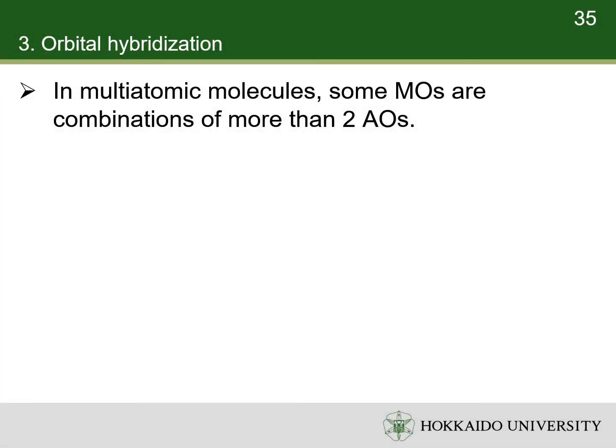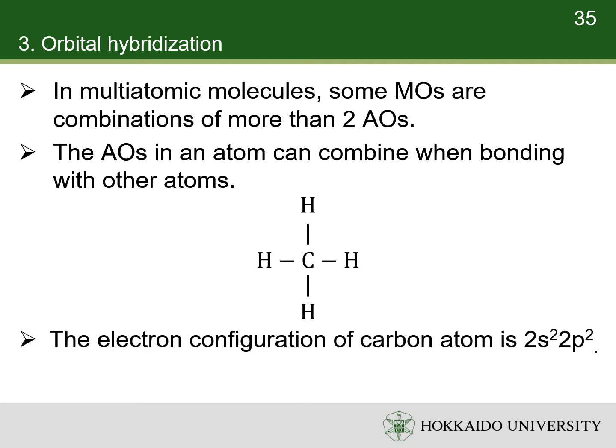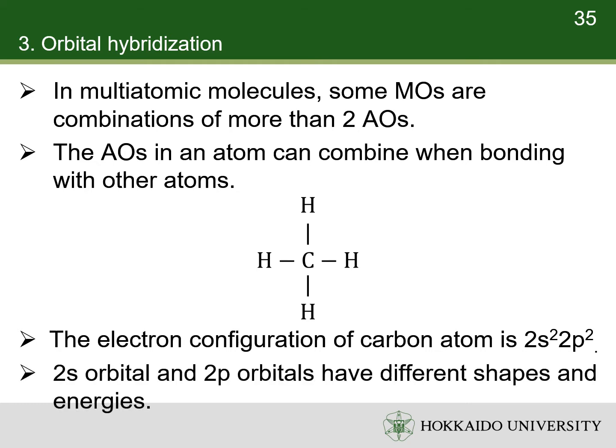In many molecules, the molecular orbitals are combinations of more than two atomic orbitals. Especially, the atomic orbitals of a single atom are usually combined. Let's consider the methane molecule, which has a carbon atom at the center and 4 hydrogen atoms bonded to it. The valence shell of carbon atom is 2s2, 2p2. We know that the 2s orbital and the 2p orbitals have different shapes and energies.